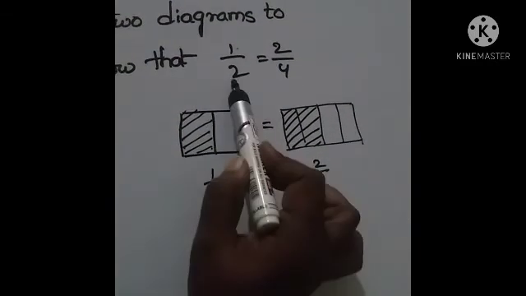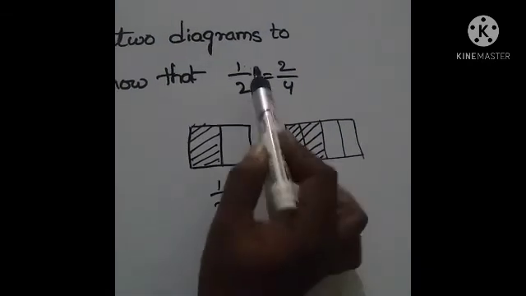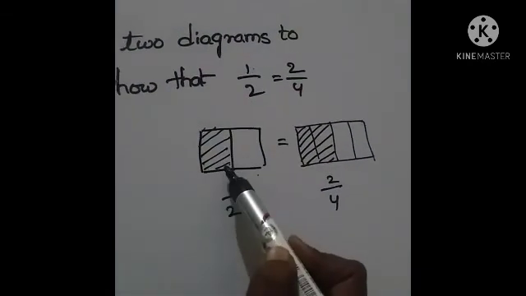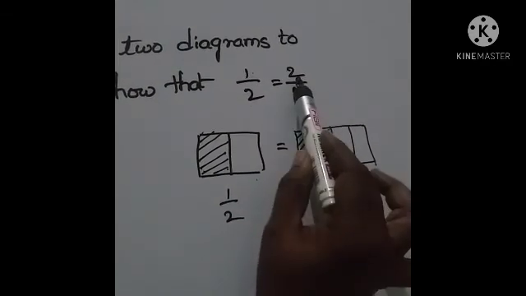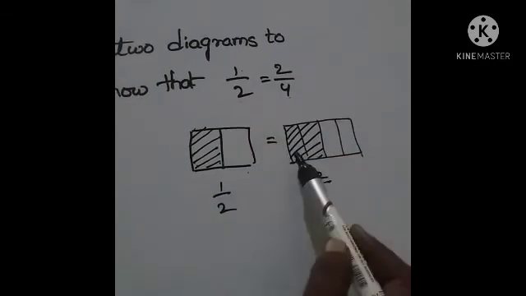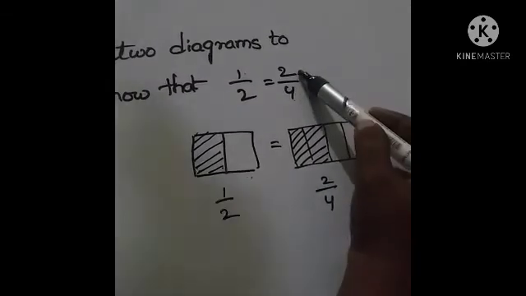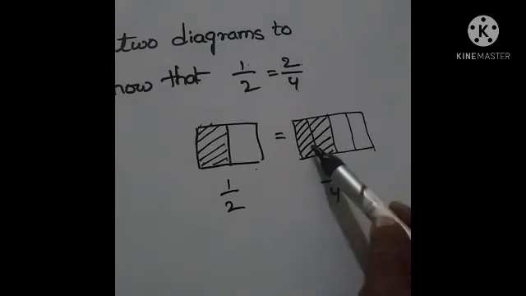Remember this. First, how many boxes do they want? 2. So, draw the 2 boxes. In the place of numerator 1 only is there. So, fill up this box, shade this box. Next, in this fraction, 4 is the total boxes to draw and in the place of numerator 2 is there. So, that's why we have to fill up these 2 boxes only.